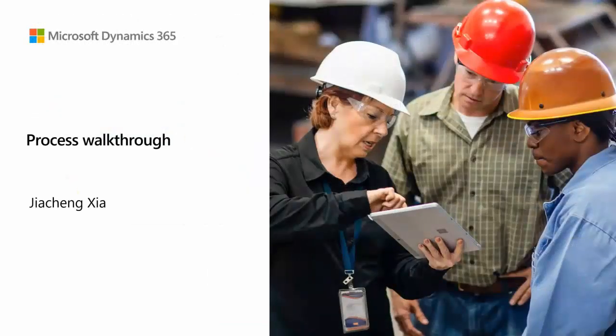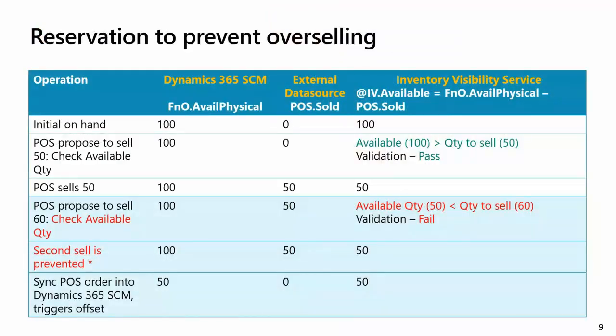Over to you, Jiacheng. Thank you, Yufei, for your introduction. Now let's take a deeper look at the process to prevent overselling by soft reservation step by step. We consider the example introduced just now. What we actually want is to use API calls to do two things at the same time. Firstly, we want to check that there is actually enough quantity we can promise. And secondly, execute the actual change similar to an on-hand change event.